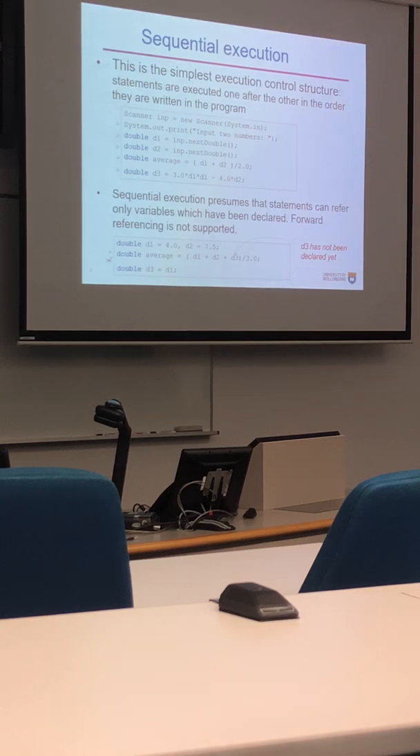So therefore, sequential execution presumes that statements can refer only to variables which have been declared. Forward referencing is not supported. Let's say, for example, suppose you have double d1 equal to 4.0, d2 equal to 7.5. After that, you say double average is equal to (d1 + d2 + d3) / 3.0. You declare d3 after the double average. The Java compiler makes noise. The Java compiler says that d3 has not been declared yet. So therefore, order is very important for sequential execution.